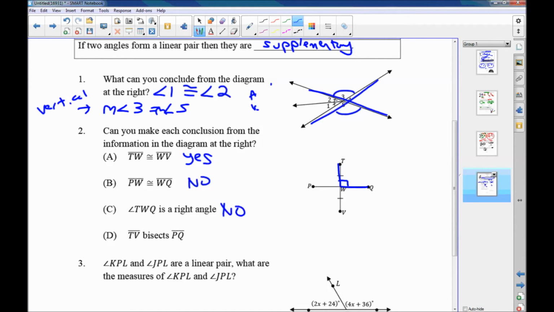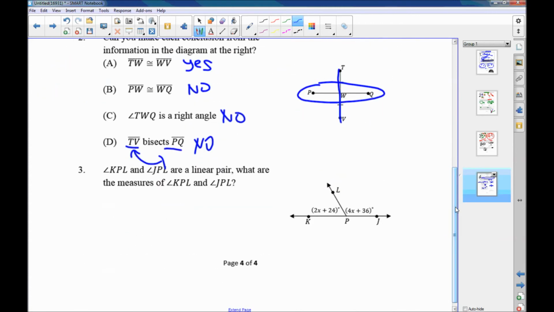And then, does TV bisect PQ? Well, I can't conclude that either. TV is supposed to be the one that cuts PQ in half, but we have no marks to show that PQ is cut in half, so this is no. Now, PQ does bisect TV. So the other way, if I switch these two, that would be yes. But this way, this is saying TV cuts PQ in half, and we can't tell that from the picture.